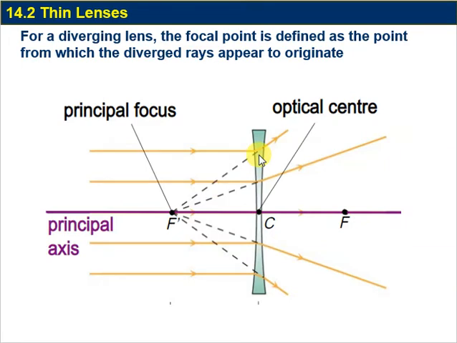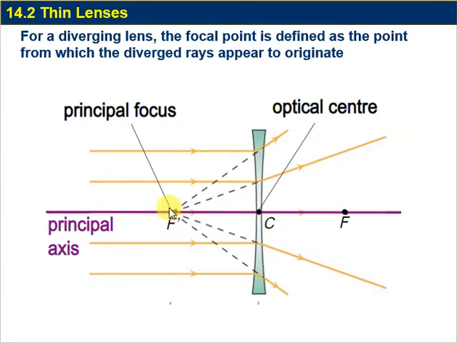Okay, so these rays, they diverge away from each other as what? As if they were coming from a principal point here. So that's why this point, what do we call it? We call it principal focus. For diverging lens, the focal point is defined as the point from which the diverged rays appear to originate. So these rays, they appear to have originated from where? From this point. So therefore, this is the principal focus.